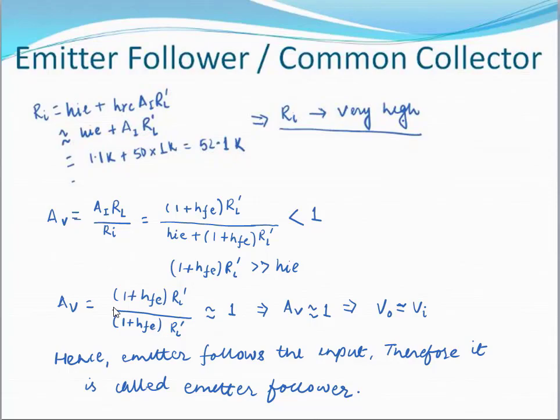Emitter follower has very high input resistance. If you look at the other modes of operation of a transistor, it is the highest of all, around 52.1 kilo ohm if we put in typical values. The voltage gain is approximately 1, which means the output voltage follows the input voltage. We take the output from the emitter, and the emitter follows the input, so it is called the emitter follower.